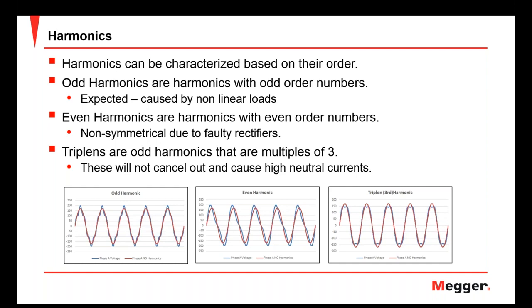You also have triplets, or these are odd harmonics that are multiples of 3. These have a property that they don't cancel out. Now, different harmonics have different frequencies, and as you add up frequencies, they will tend to cancel. Triplets don't cancel. Their peaks line up, so they add together. So as you get these triplet harmonics, 3, 9, 15, they'll add up on the neutral line and create high neutral currents. Okay, so this is one way we can categorize harmonics.